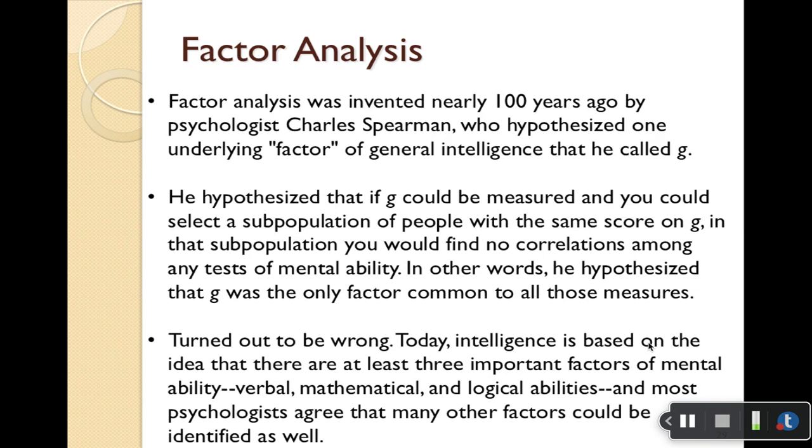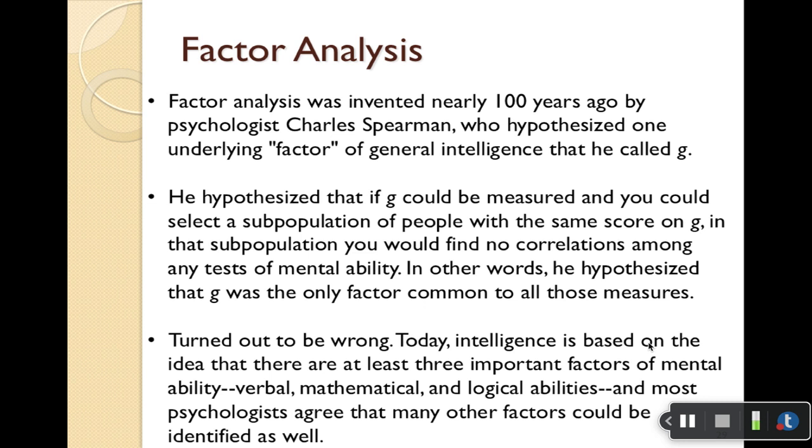So a little bit of a fun fact about factor analysis, it really originated with a guy named Charles Spearman, who came up with this idea that there's one underlying factor of intelligence, and he called that general intelligence, or G. So he said that if you could measure intelligence, you could select a subpopulation of people with the same score, and you wouldn't find any correlations among any tests of mental ability. So in other words, intelligence is the only factor common to all those measures.